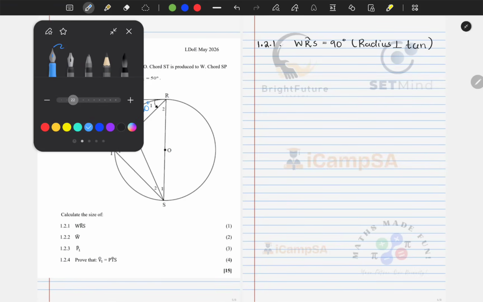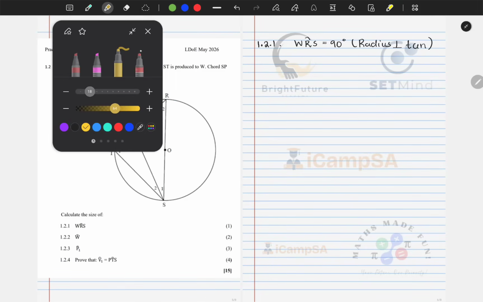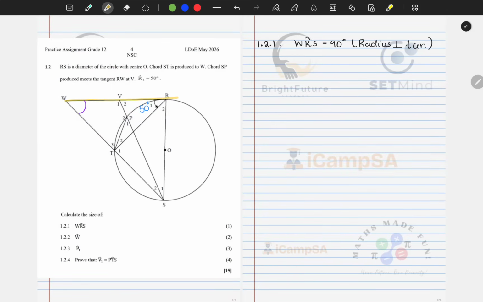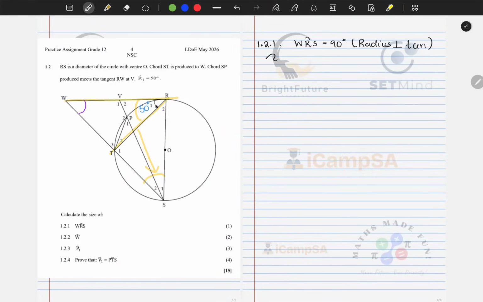Well, if you observe carefully and you remember your Tan-Chord theorem, you'll see that the 50 which we are given is an angle between a tangent and a chord. And the angle between a tangent and a chord will be equal to the angle opposite the same chord. What does that mean? This means that our angle S as a whole will be equal to R1, which is 50 degrees, and that is going to be our Tan-Chord theorem. So it is our Tan-Chord theorem. That is what angle S is.